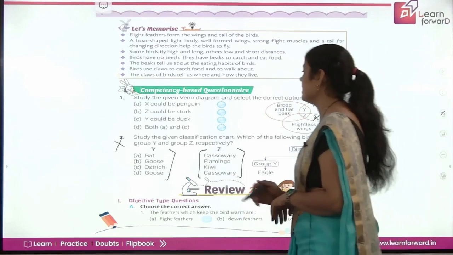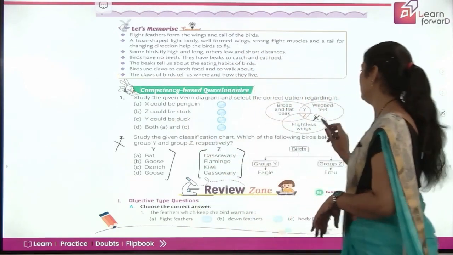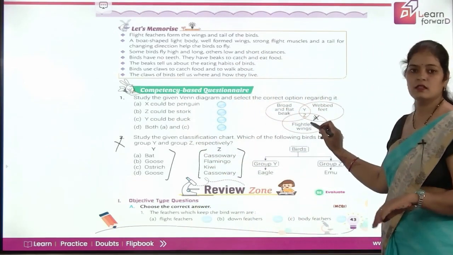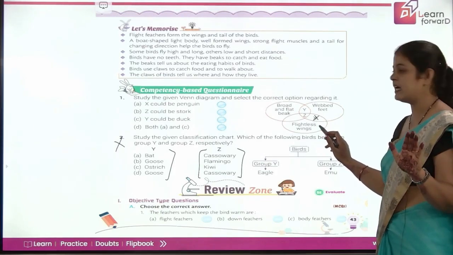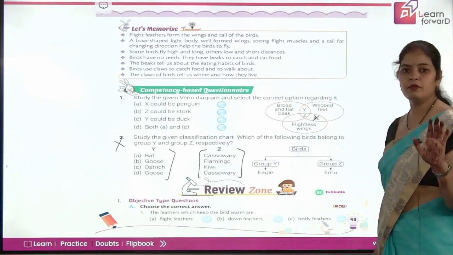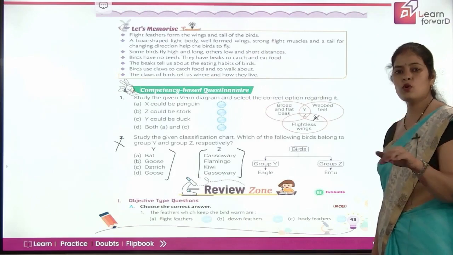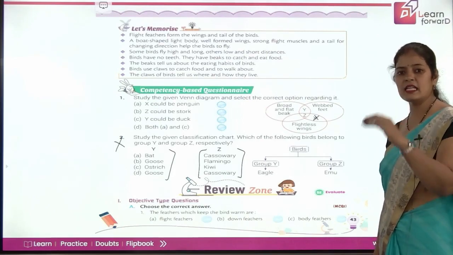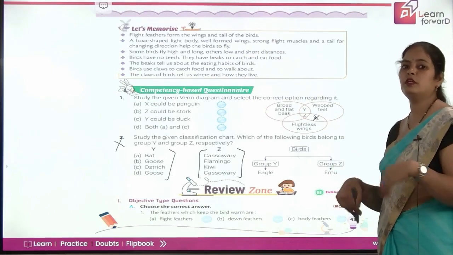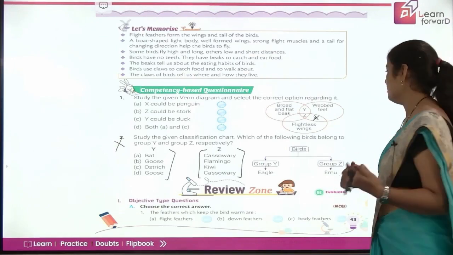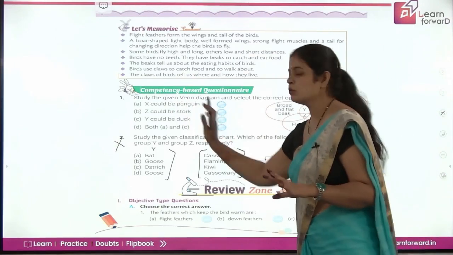Here they are saying that X could be a penguin. X means penguin, which cannot fly. These are flightless, and they are having webbed feet as well, because in snow and icy rivers, they use these webbed feet to swim. So this is correct. X could be a penguin.